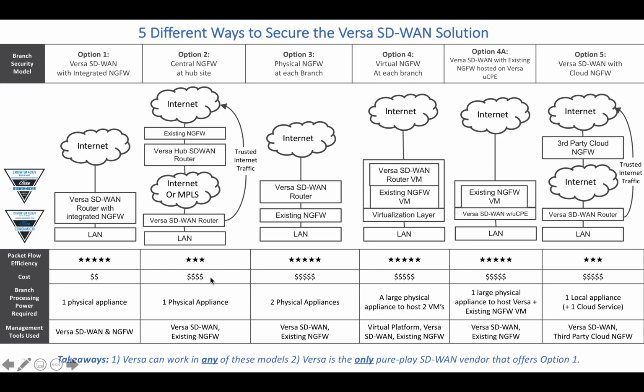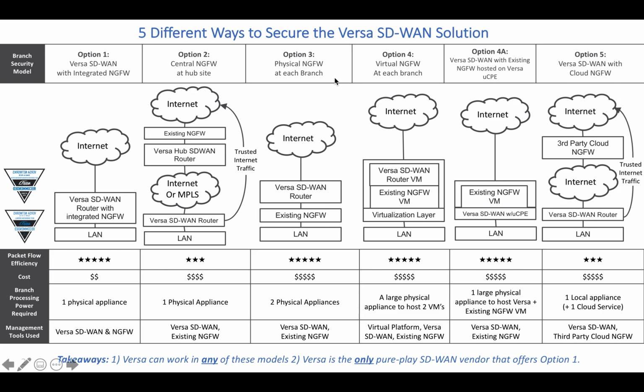This is a more expensive solution because you have to pay for both the next-gen firewall solution and the SD-WAN solution. You do still have just one physical appliance in the branch, and you have 2 panes of glass to manage this, one for the Versa solution and one for the next-gen firewall solution.